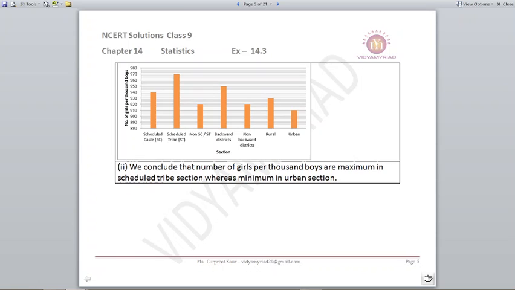From this information we can conclude that the maximum number of girls per 1000 boys is in the category of scheduled tribes, that is ST, and the minimum is in the urban sections. So from the graph we can very well frame our answers. We can find out what is maximum and what is minimum, and also the relations.